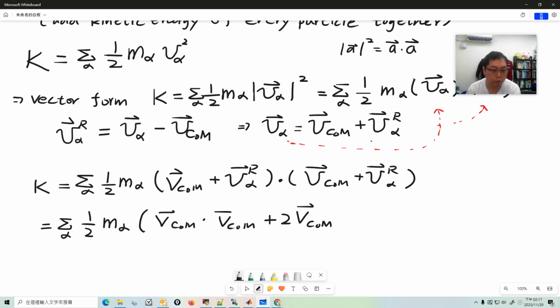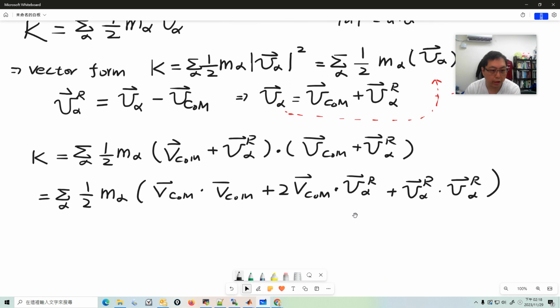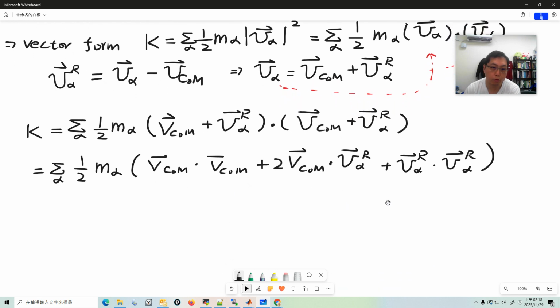So just add these two terms together, and these two terms are the same. So it's become 2 times the center of mass velocity vector, doing a dot product to the relative velocity vector. And the final part is the relative velocity of each particle dot relative velocity of each particle. Okay, so then we'll have 3 terms in there. Let's write down these 3 terms specifically.